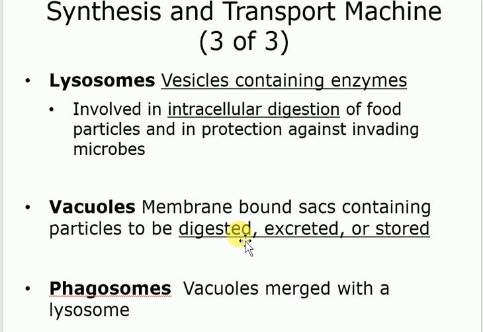Temporary storage. You store it temporarily, and then whatever will be your next step. You can store it temporarily and then digest it. You can store it temporarily and export it outside. Or you just keep it there until you need it. These are the different types of vacuoles, or the different functions of the vacuoles.